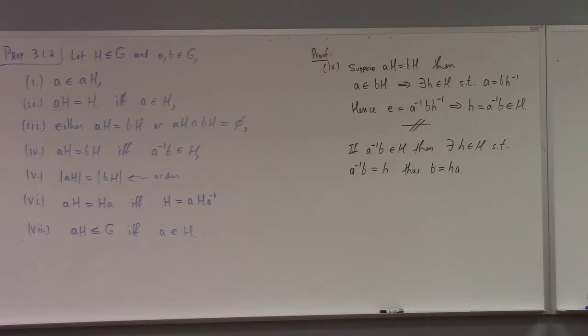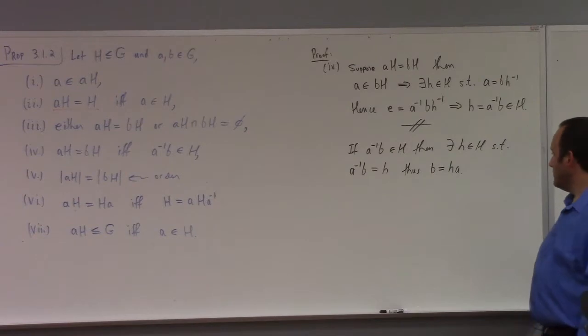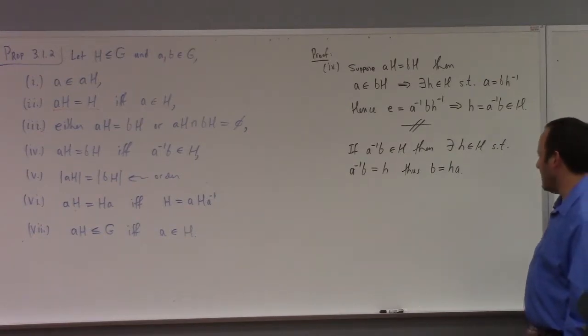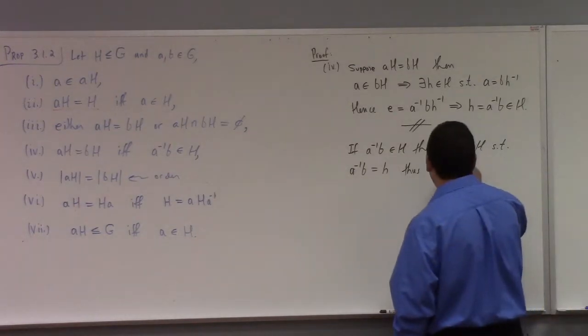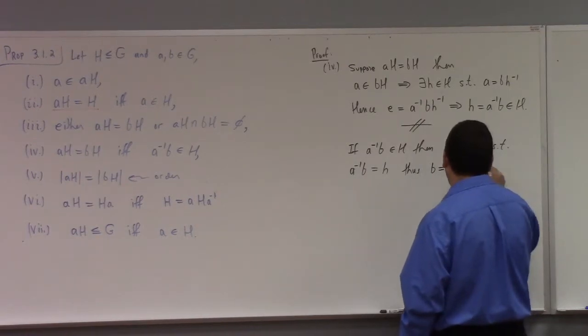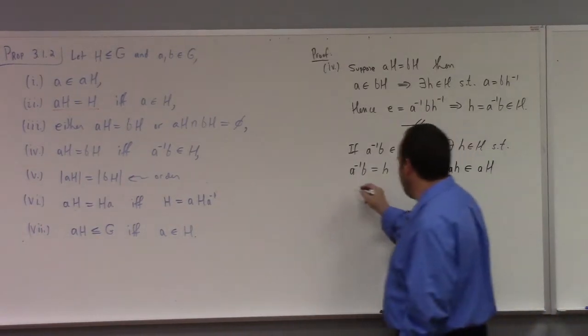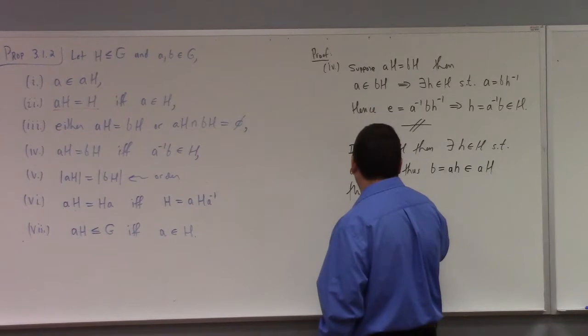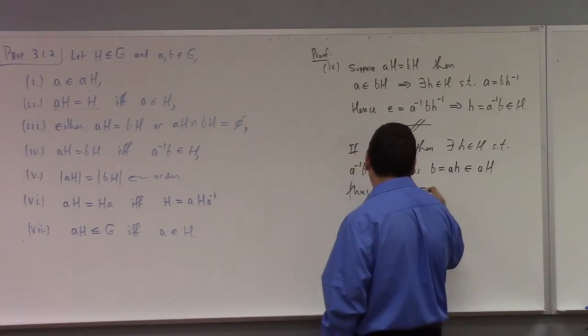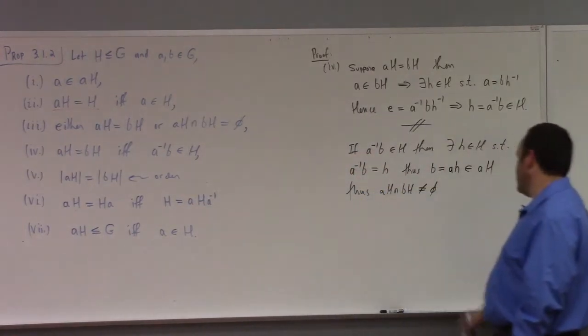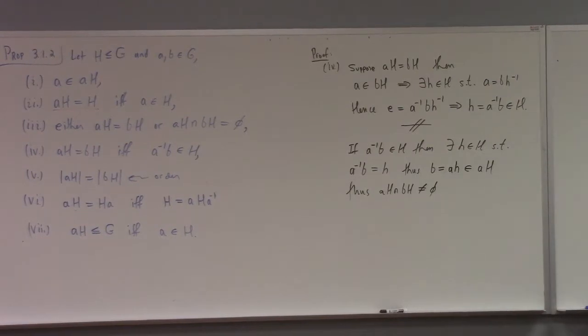Oh, actually, I am going to use 3. Should it be B is equal to AH? Oh, yeah. And that's better because that's an element of AH. Thus, AH intersect BH is not equal to the empty set, as it at least includes B, right? Because B is in BH. We know that from part 1. So by 3, they're equal.